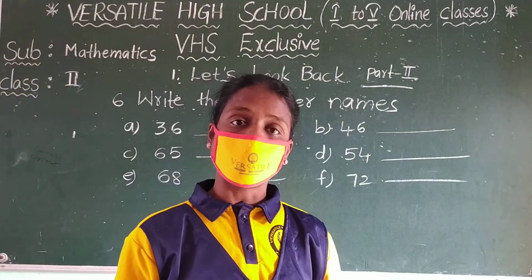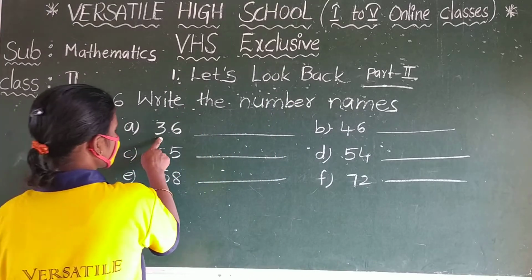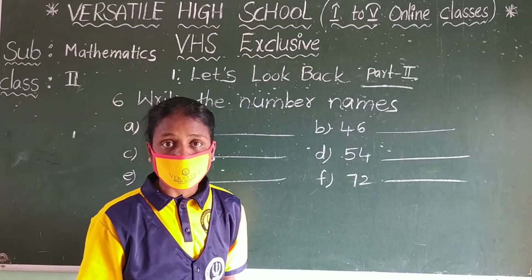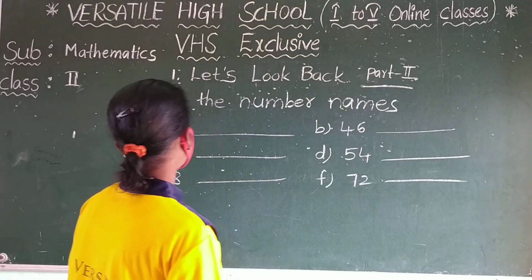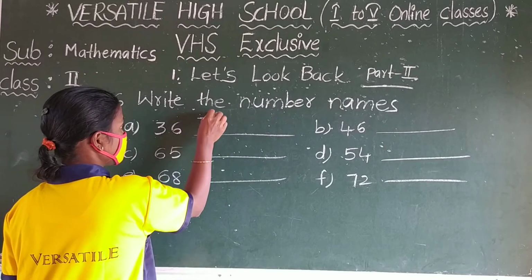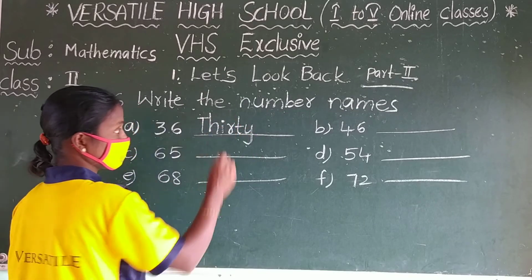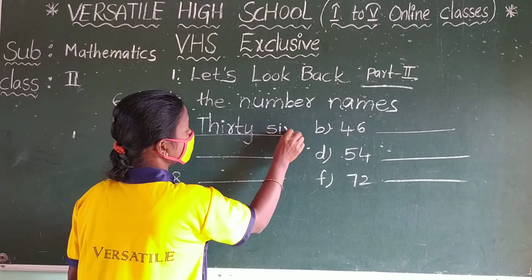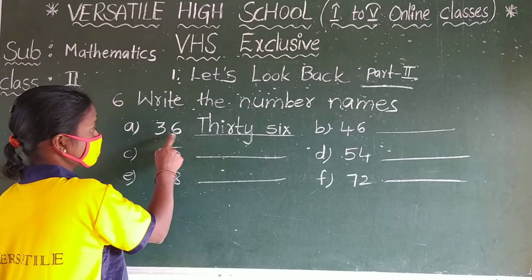You already know how to write number names. First, what is the first number given? 36. For 36, the number name is written thirty, T-H-I-R-T-Y, and 6 is S-I-X. Thirty-six.